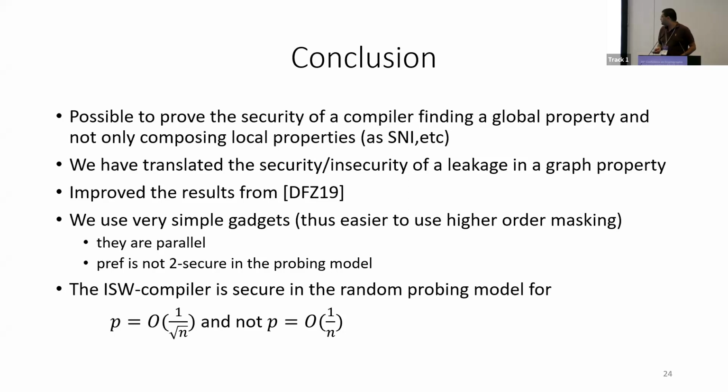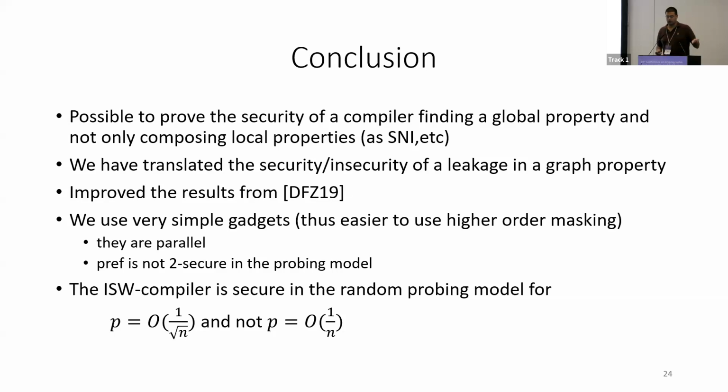To conclude, we have proved that it's possible to prove the security of a compiler by finding a global property for the leakage and not only composing local properties like SNI, PINI, and so on. We have translated the security and insecurity of a leakage into a graph property. And we have improved the result from the AsiaCrypt 2019 paper. Our gadgets are really, really simple, so they are also easier to mask with higher orders. They are all parallel, and in particular, I would like to note that our parallel refresh gadget is not secure in the probing model when 2 wires are leaked.